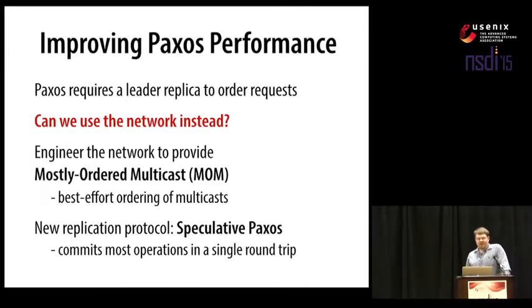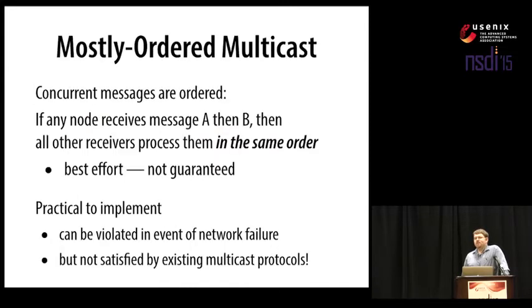What we'd like to get out of the network is a consistent ordering of concurrent messages, meaning that if we've got multiple clients sending requests to the same group of replicas, and one replica receives message A followed by message B, then all the other replicas should receive A and then B. And if we had this, we could use this to order requests and eliminate a lot of complexity to the protocol. Now, to actually achieve this reliably would be really hard.